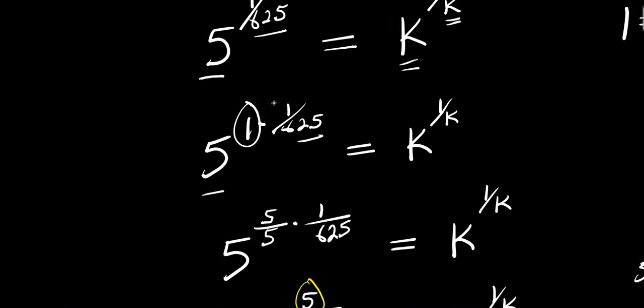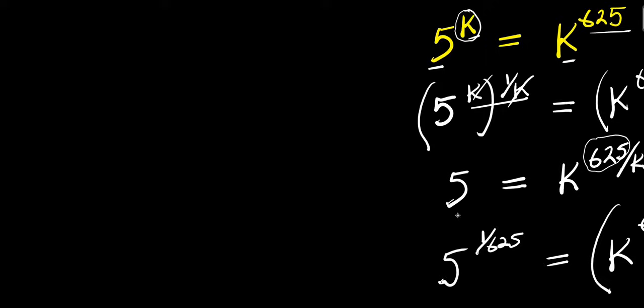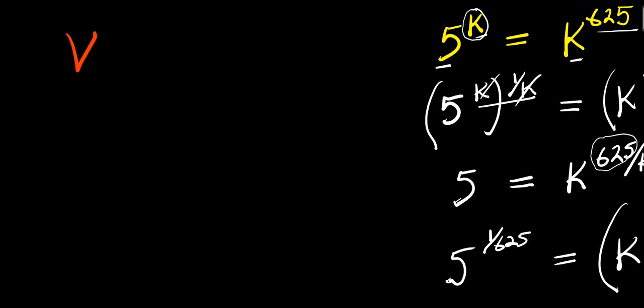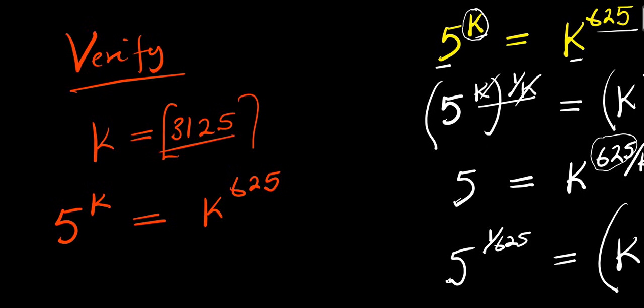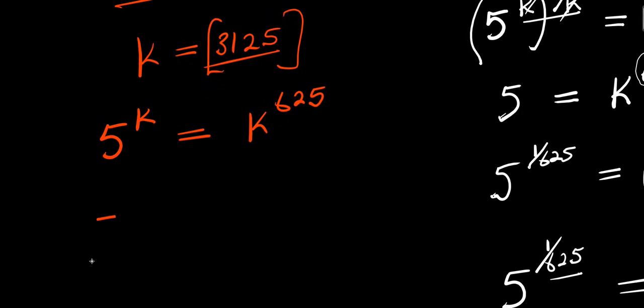Now the next step will be to check if this value of k will satisfy this equation. So we have verified. Remember, our k is 3125. I have 5 power k equals k power 625, and our k is 3125. So let's replace it here. We have 5 power 3125 equals 3125 power 625.